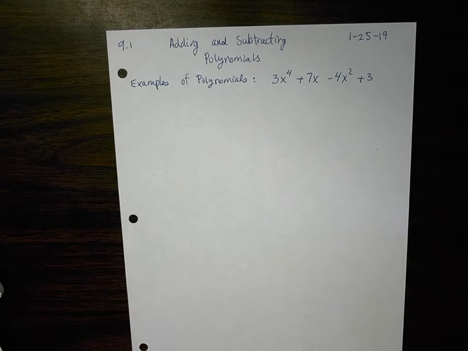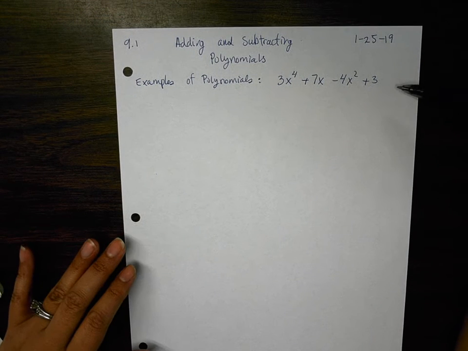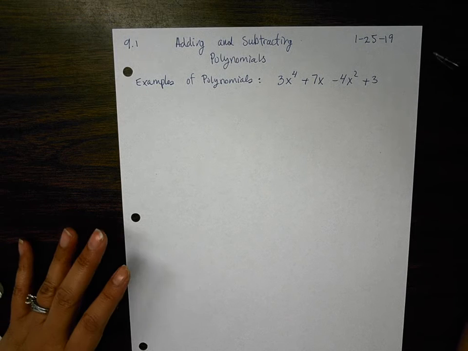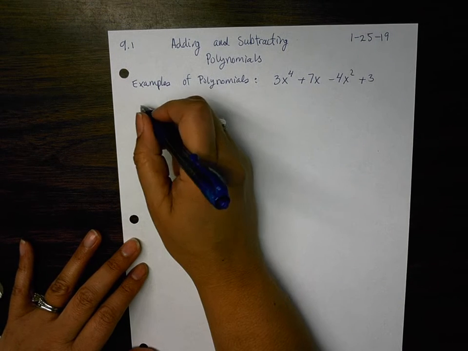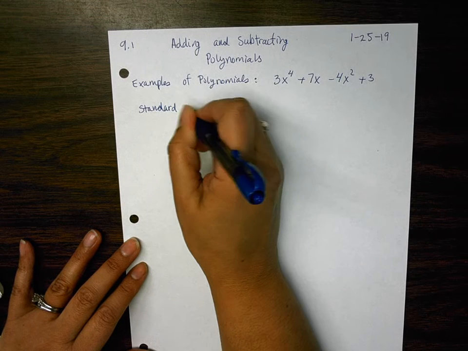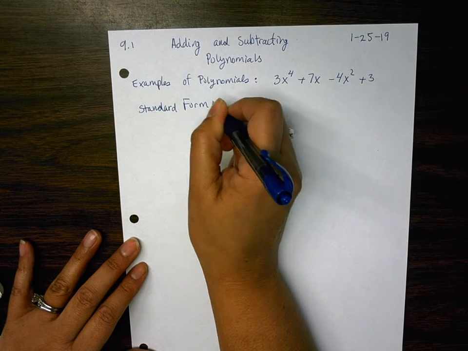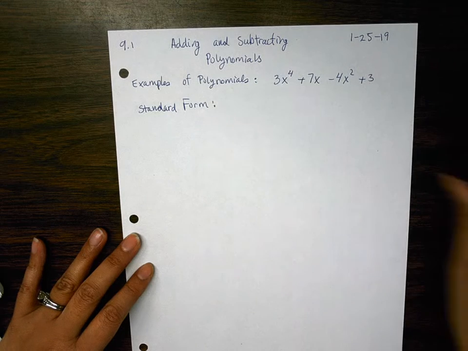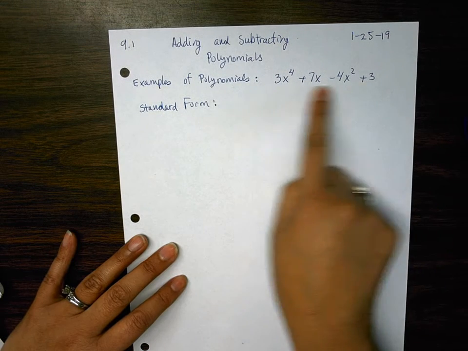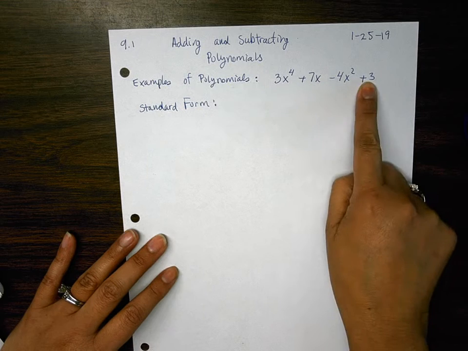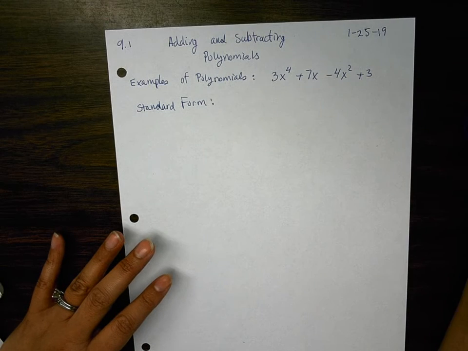3x to the fourth plus 7x minus 4x squared plus 3. You also did this last year in Math 1. It's a polynomial. All right, how do we write these polynomials in standard form? When you see this on the test, write your answer in standard form. If you simplified and you wrote your answer like this, it would be wrong. Standard form starts with the largest exponent and descends.